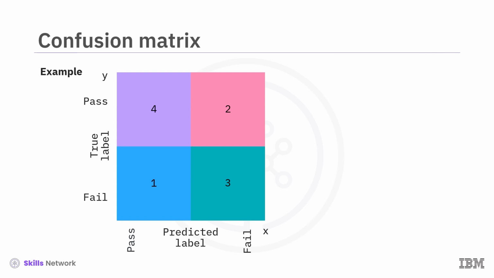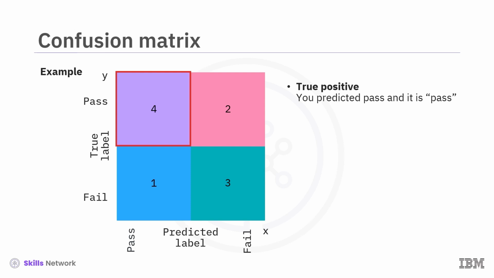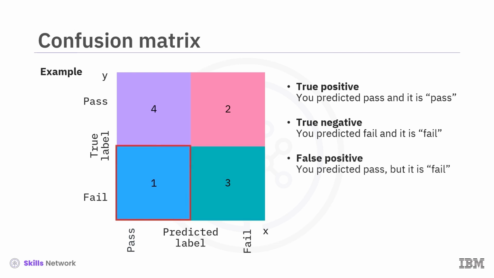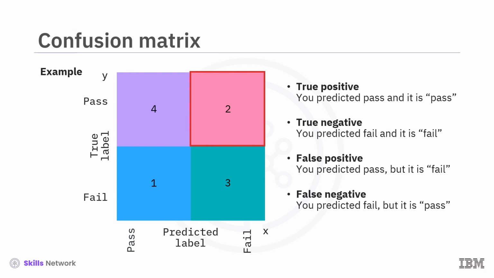Displayed here is a confusion matrix commonly used for evaluating classification performance. On the y-axis, you have the true labels, and on the x-axis, you have the predicted labels. The numbers in the boxes are the counts of true positives, true negatives, false positives, and false negatives. True positive means you predicted pass, and it was pass. True negative means you predicted fail, and it was fail. False positives mean you predicted pass, but it is actually fail. False negative means you predicted fail, and it is actually pass.